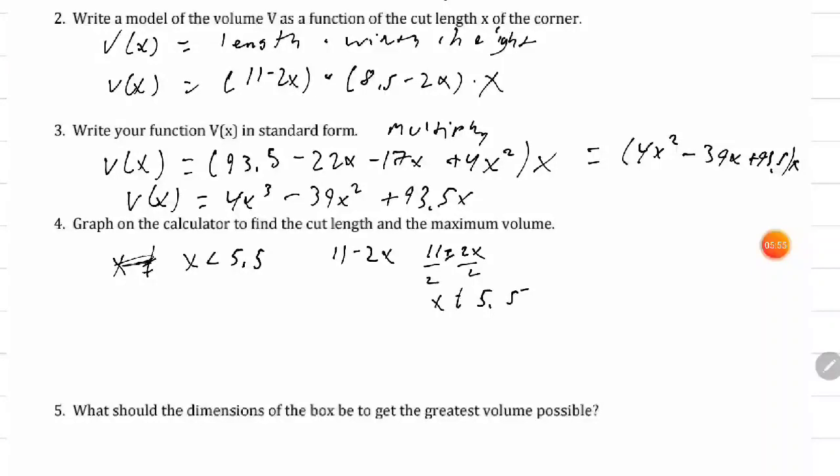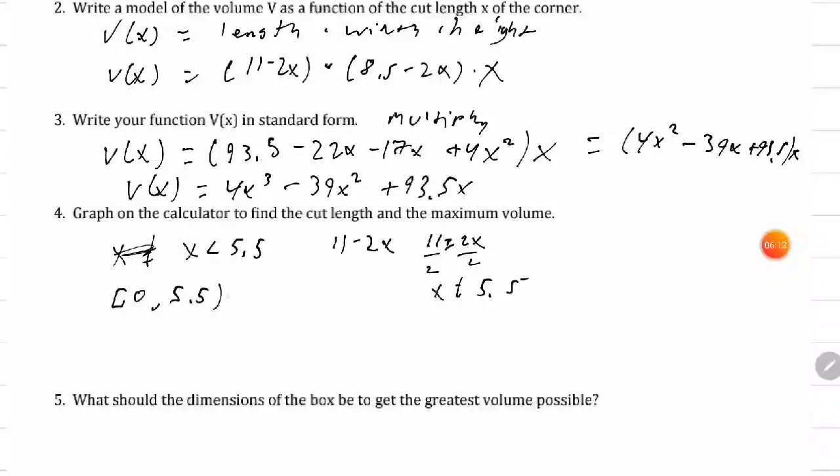Alright, so we're going to look between that interval, between 0 and 5.5. If you haven't seen this notation before, the bracket means it could be 0, and the parenthesis means it cannot be 5.5. So it's between 0 and 5.5, but it can be 0, can't be 5.5. Alright, let's go to our graphing calculator. I'm going to use Desmos.